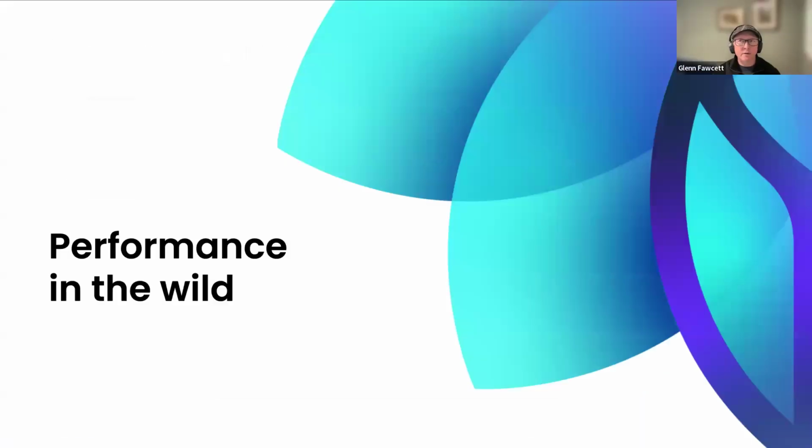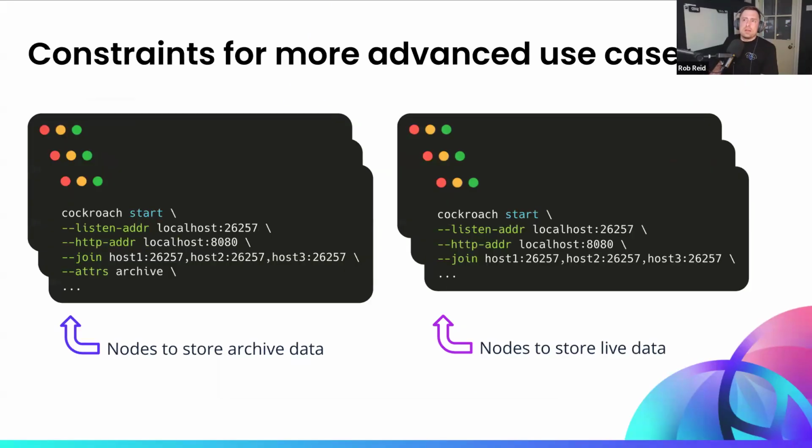Next, we'll take a look at performance in the wild. So first of all, we'll look at a deeper dive on constraints. Now, this is a fairly advanced use case, and I don't think many of our customers are actually harnessing it in the real world. But when starting up a node, you can pass an arbitrary collection of attributes. In the nodes on the left, we're passing an attribute called archive, whilst on the right, we're not passing the attribute. So we're spinning up 3 nodes in this example to store archived data and 3 nodes to store live data.